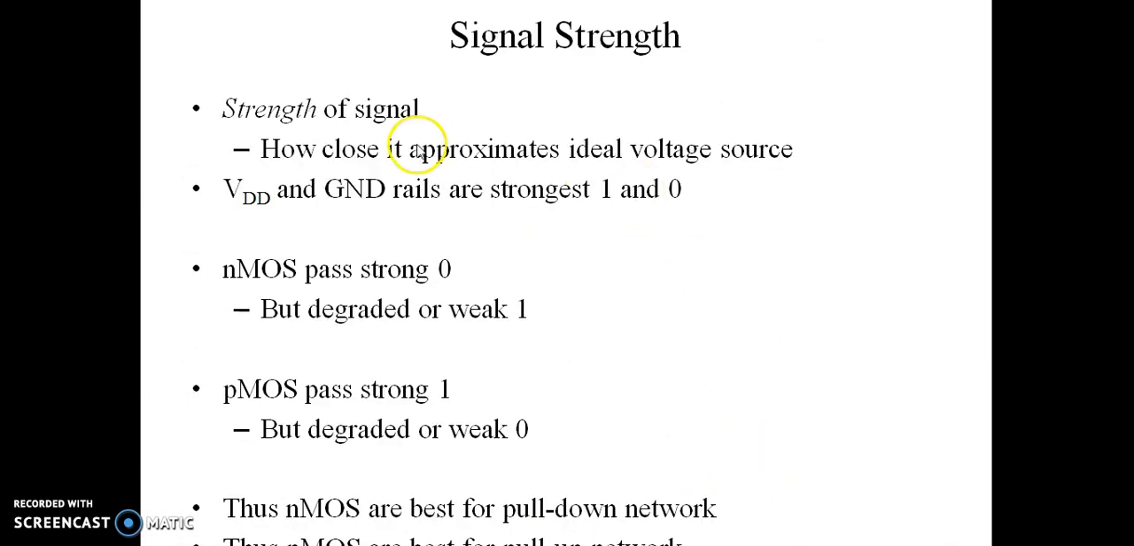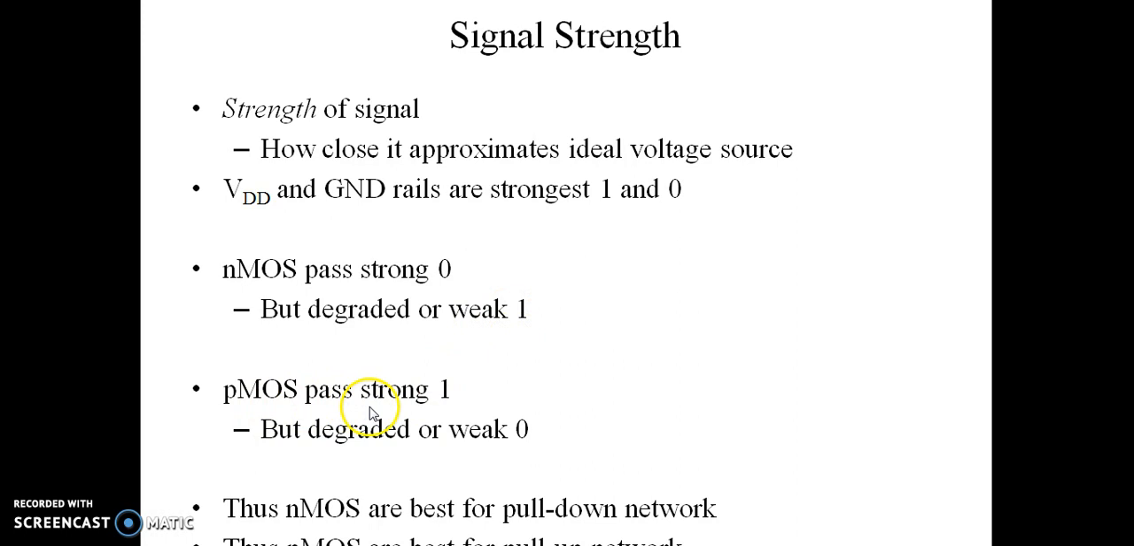Now signal strength. Signal strength means how closely it approximates an ideal voltage source. That is, if you give 1 as 5 volt VDD, and you get the same 5 volt at the output, it is called a strong 1. And if you give 0 as ground, and you get 0 as ground voltage at the output, we can say you are getting a strong 0. So here NMOS passes a strong 0, but it passes a weak 1.